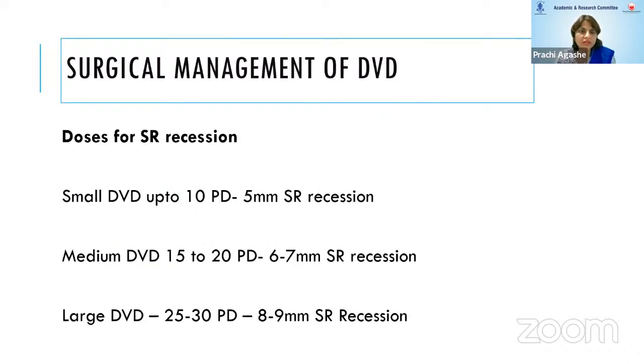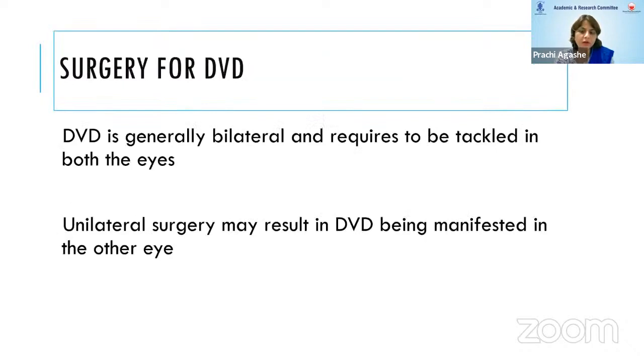The doses for SR recession are as enumerated again over here. They range from say 5 millimeters to 9 millimeters. These are very unconventional doses of superior rectus recession, but work very well. And the good part is they do not induce a hypotropia. Another point to be highlighted is whenever we are doing a surgery for DVD, especially in long-standing cases, an FDT is a must to rule out contracture.